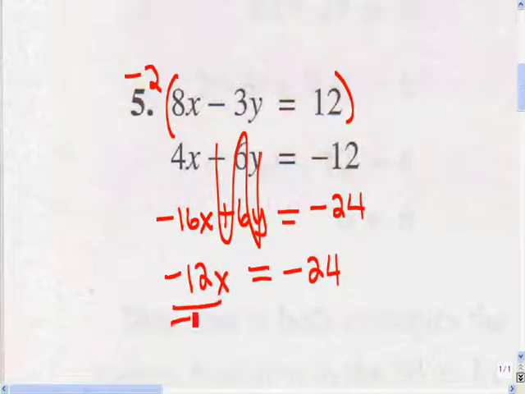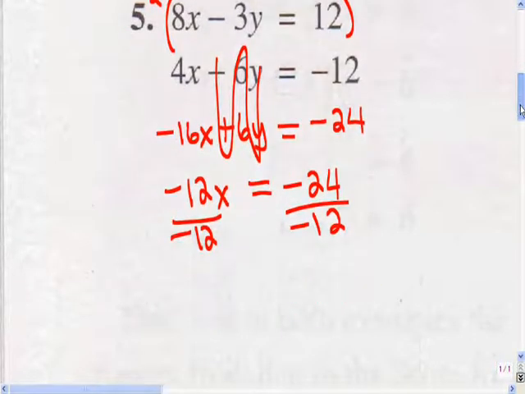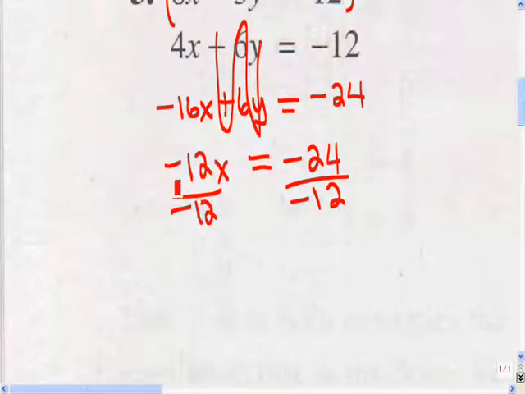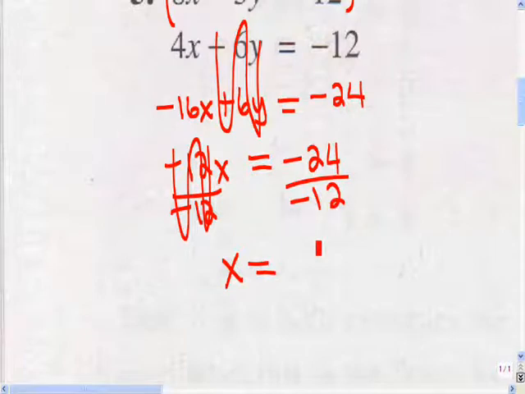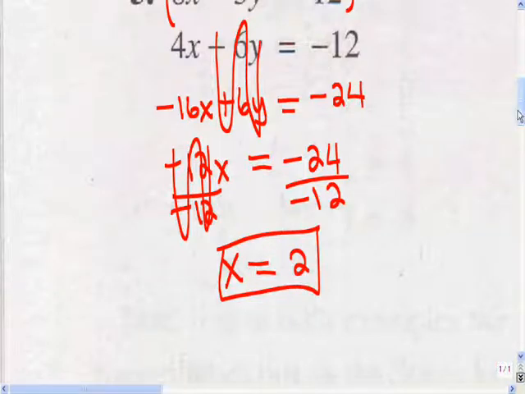Now I'm going to divide by negative 12 to get rid of the 12. What I do to one side, I've got to do to the other. So I'm going to divide both sides by negative 12. Negative 12 divided by negative 12 equals 1, and 1 times x is x. And negative 24 divided by negative 12 is a positive 2. So x equals 2.